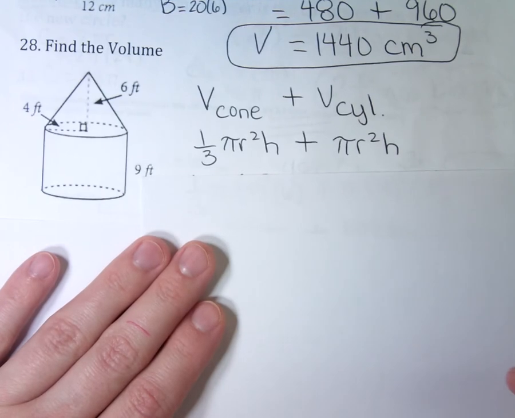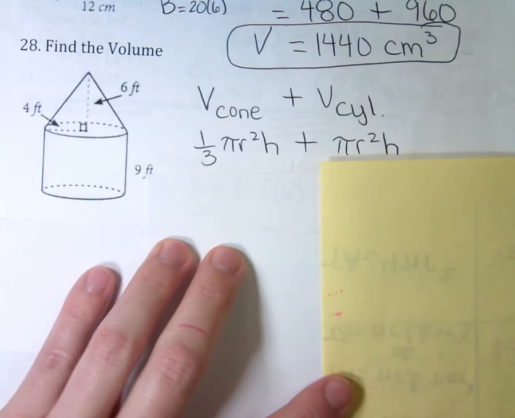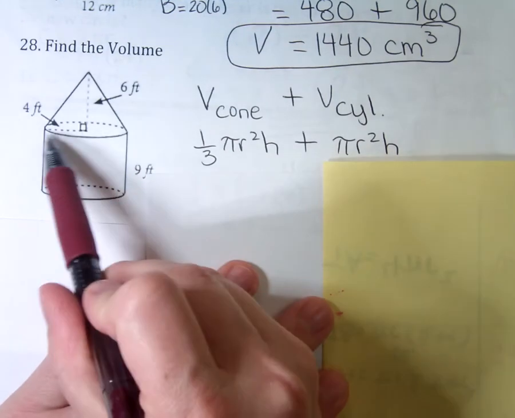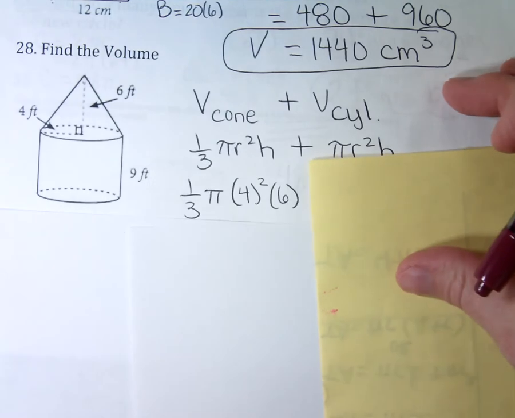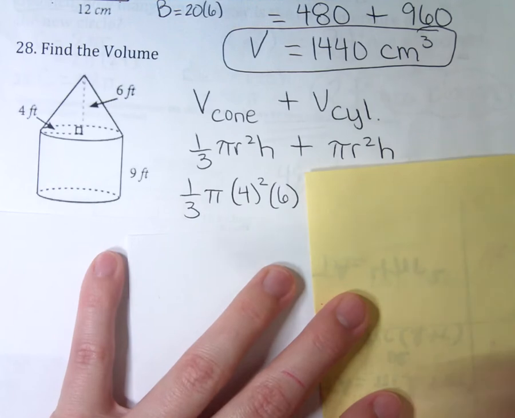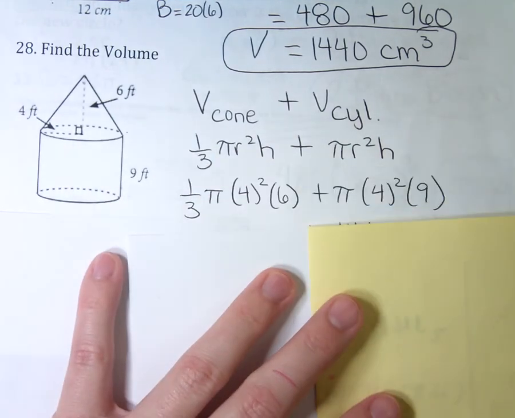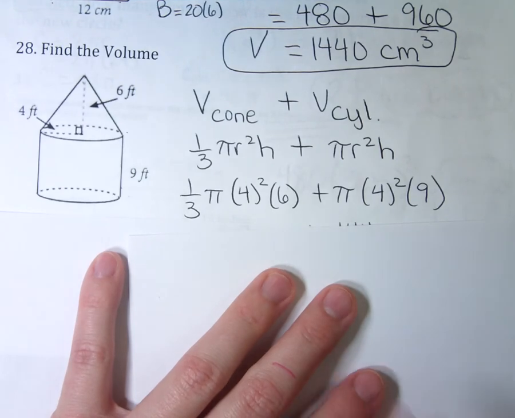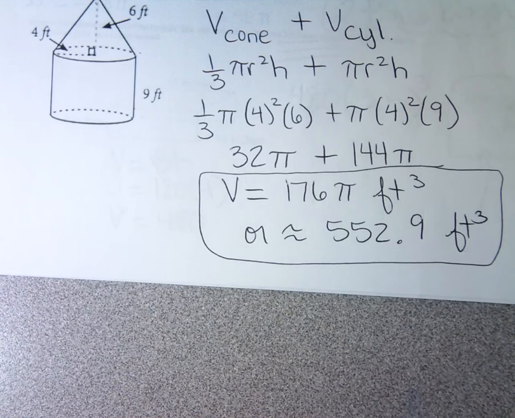These are our formulas. Working with the cone, I know that the cone has a radius of 4 and a height of 6. So I know everything I need to know. I just plug that in. As far as the cylinder is concerned, I know the cylinder has a radius of 4 and a height of 9. So I have everything I need to know there also. And when I work it out, this is what I get.